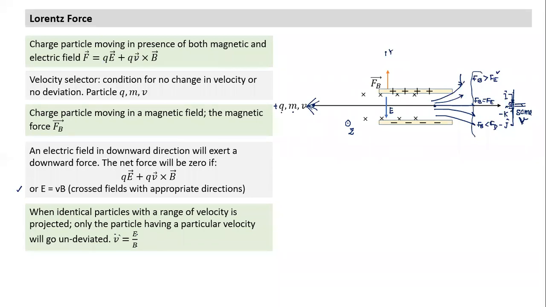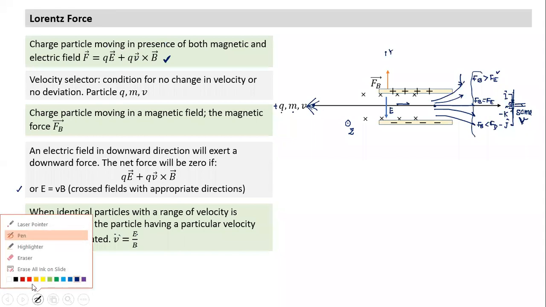This is based on Lorentz force. We will look at some more numericals of Lorentz force, but once we understand the force, the rest of the questions can be solved based on the laws of motion and work, power, energy. Only thing is, the moment you have an electric field acting, the electric field can do work, so kinetic energy can also change if the electric field is present. In this case, if the particle goes undeviated, will the kinetic energy change? No, sir, because net force is zero.